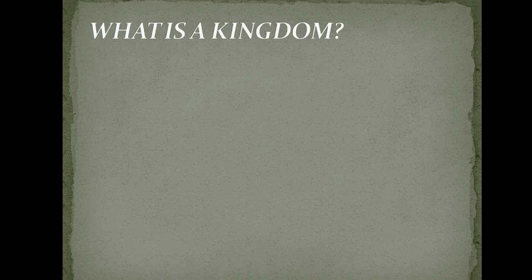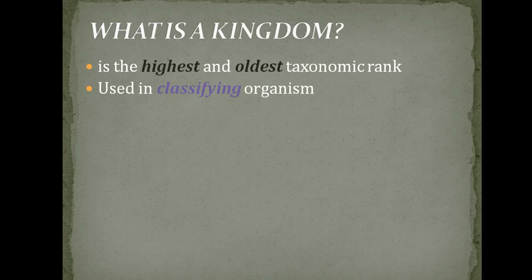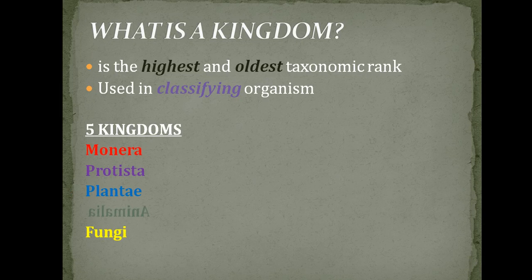So first, what is a kingdom? A kingdom is the highest and oldest taxonomic rank. It is used for classifying organisms. There are 5 kingdoms. They are Monera, Protista, Plantae, Animalia, and Fungi.